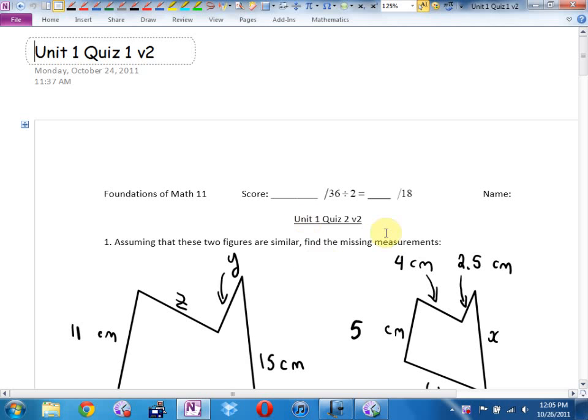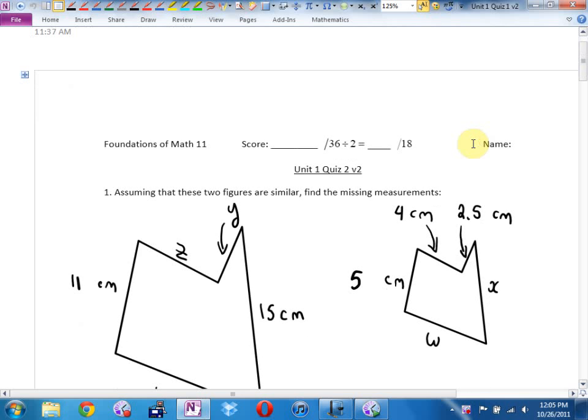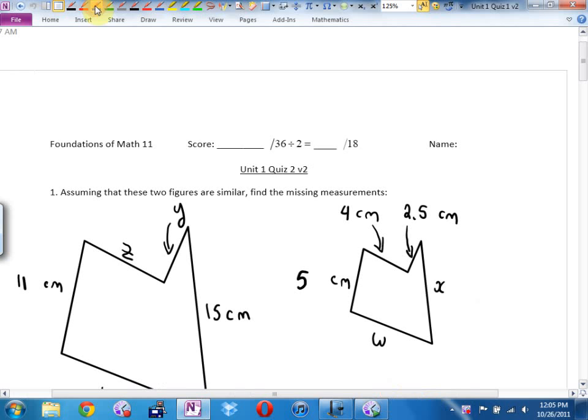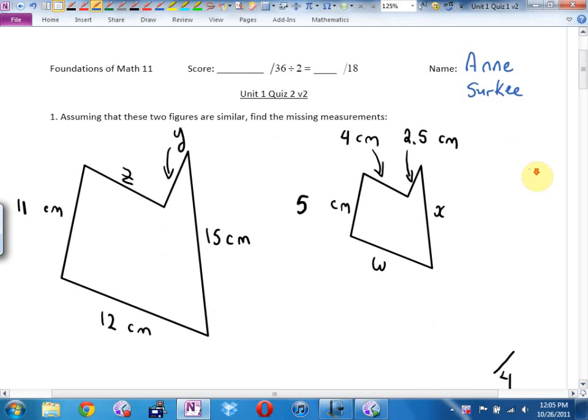So here is, make sure you got quiz 2 version 2. I made this up in a real hurry. I'm not completely positive that all of the answers worked out okay, so we'll see how this goes. Once again, name, okay, for the joke. And Cirque, she gets everything right all the time.